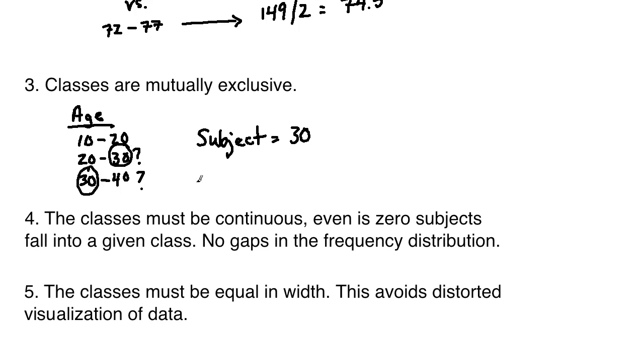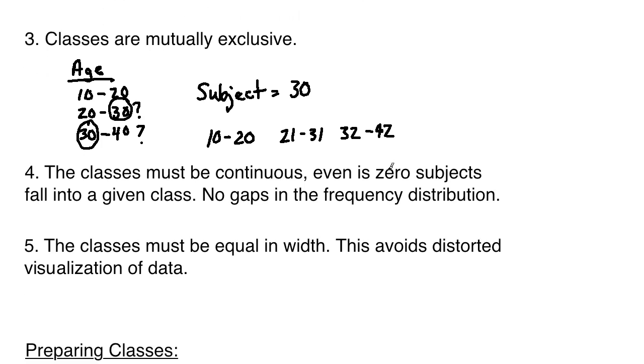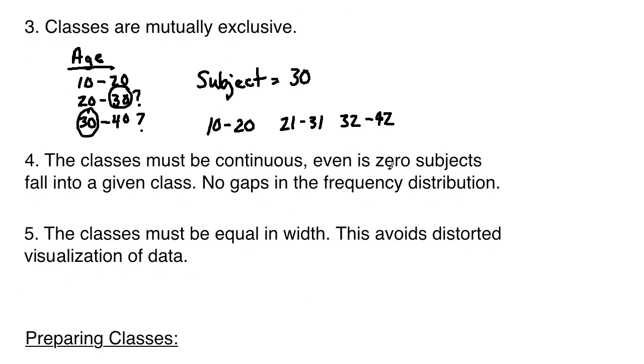So we really want to avoid having any overlap with these, and it would be more appropriate to do something like saying, okay, I will do 10 through 20, and then my next one will be 21 through 31, and then my next one will be 32 through 42, and so on. All right, so try to keep, or absolutely keep, those mutually exclusive from one another.